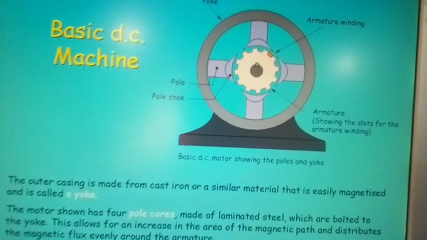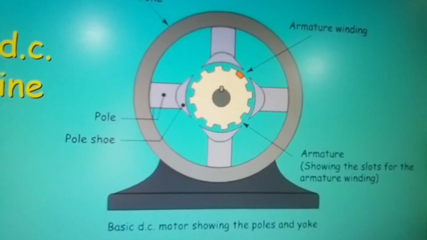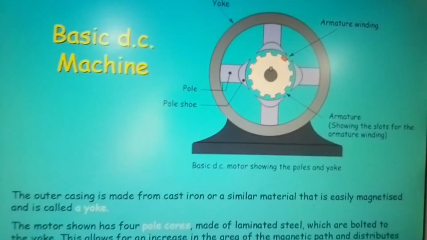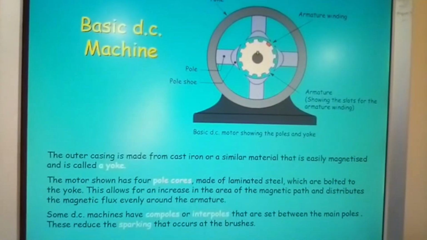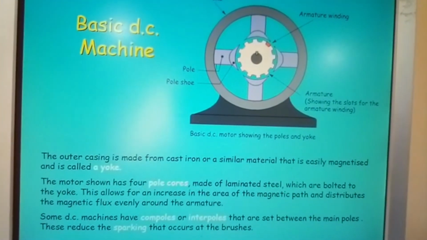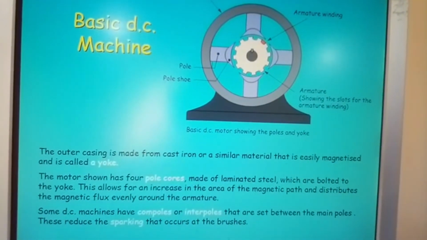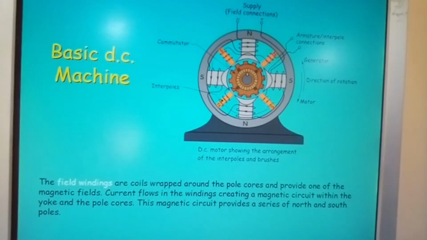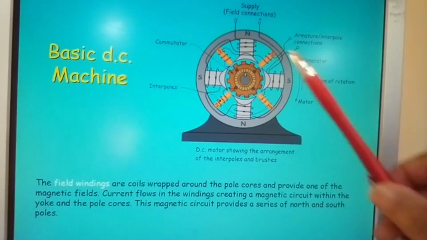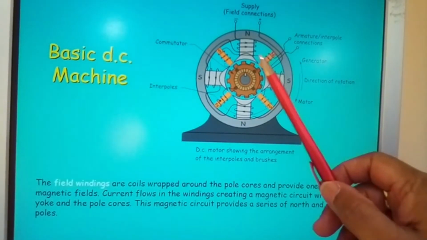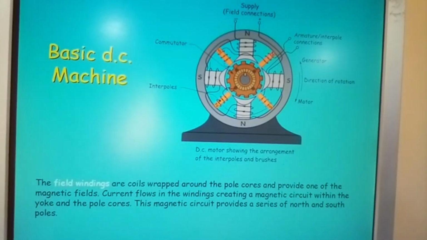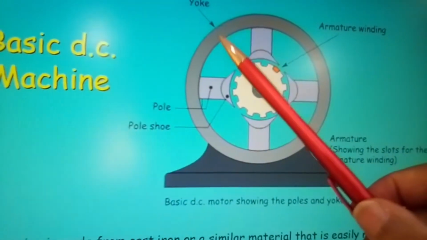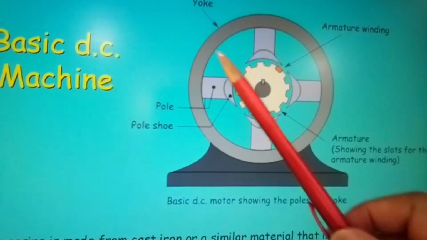Make sure we bring this in so you can see it in full. Hopefully pan out. Make sure we get everything in view. And here are your interpoles. Now if you look at the difference, let me just go back. If you look at this here, you'll see that there are no interpoles on this motor.